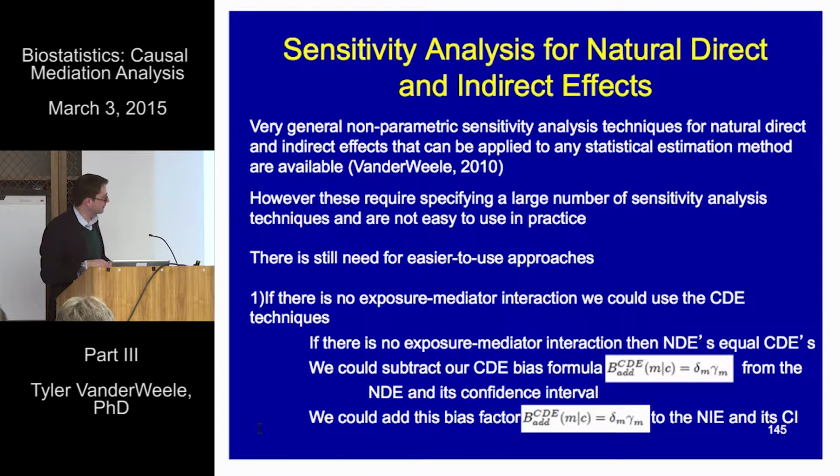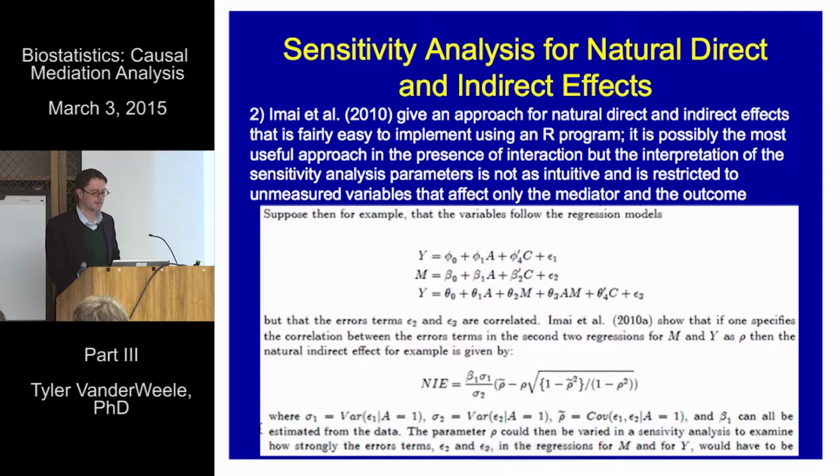Whereas we would subtract the bias factor for the controlled direct effect, which is also applicable to the natural direct effect, from the natural direct effect, we simply add that same bias factor to the natural indirect effect, the mediated effect, to get a corrected estimate. We could do that for the confidence interval as well. So again, this would be reasonably straightforward to do. But that approach is only applicable if we have no exposure-mediator interaction.